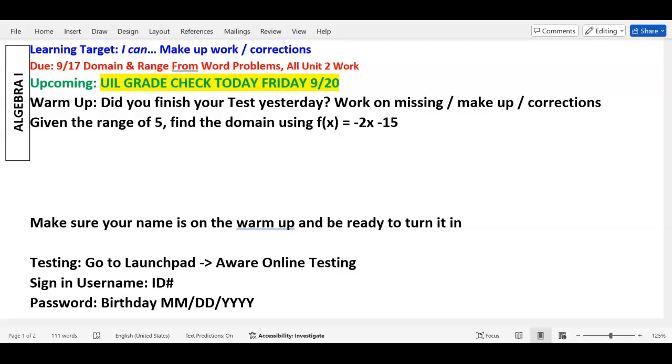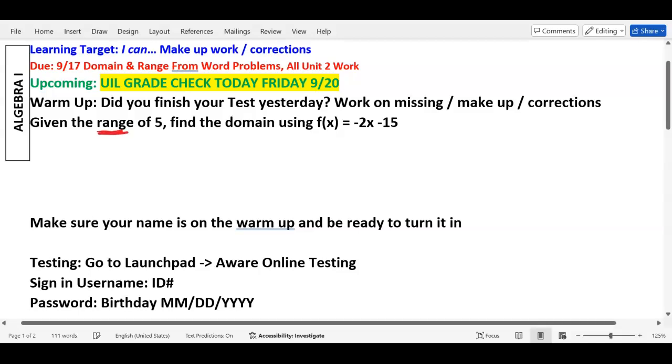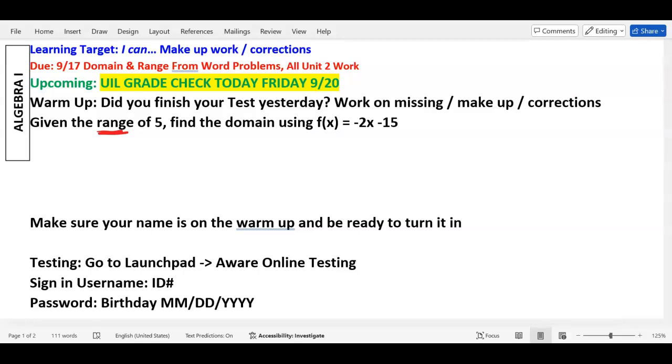By the way, UIL grade check is today. It says that what is 5? Right here it says the range is 5. Range is what letter, X or Y? So domain is X, but range is Y, okay? So the range is Y.